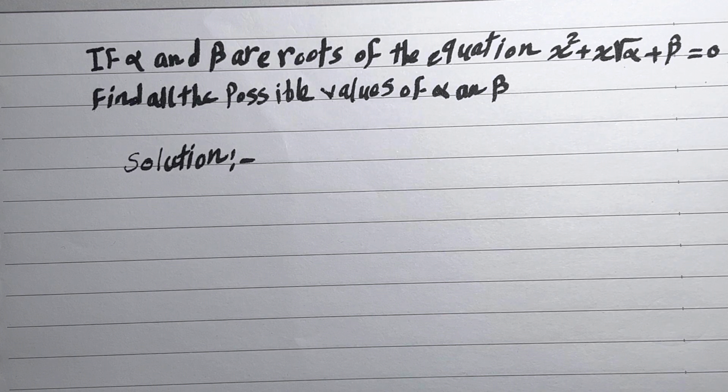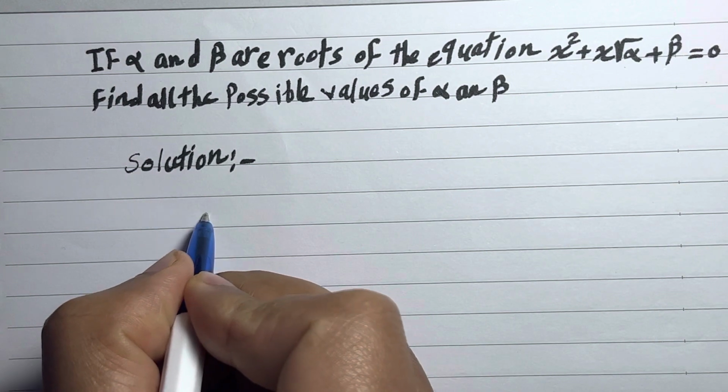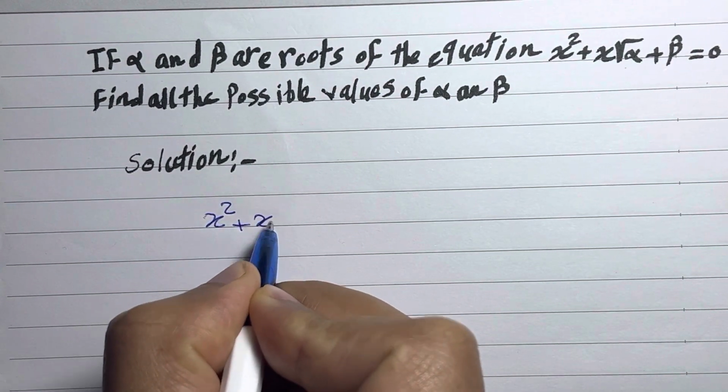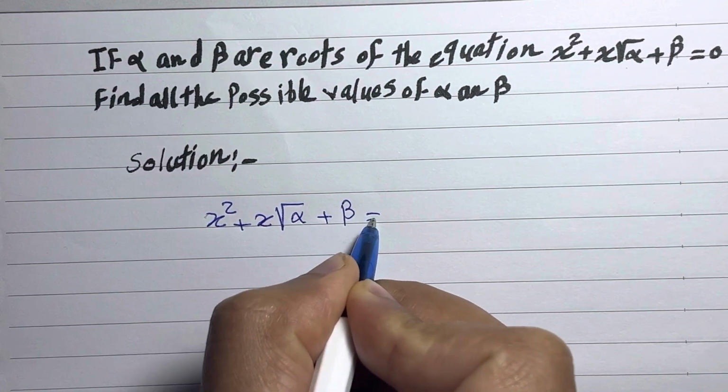The equation says: if alpha and beta are roots of the equation x^2 + x√alpha + beta = 0, find all the possible values of alpha and beta. Okay, let's solve this one. We already have the equation x^2 + x√alpha + beta = 0.